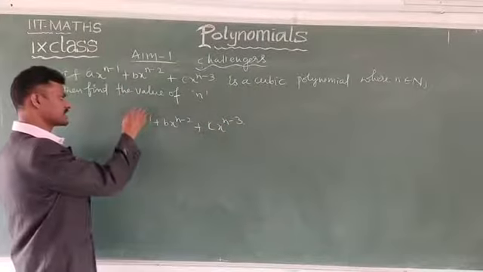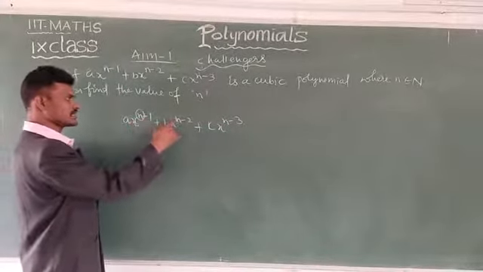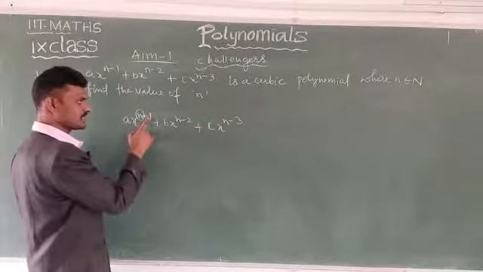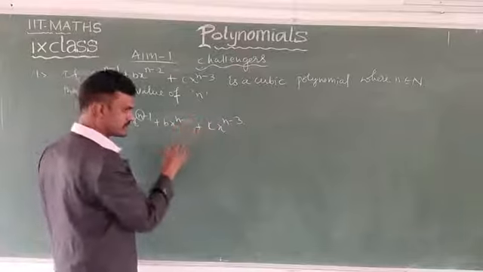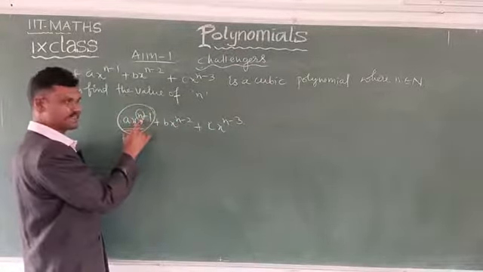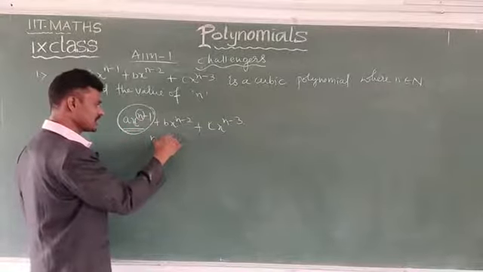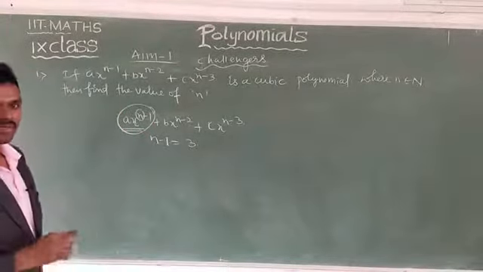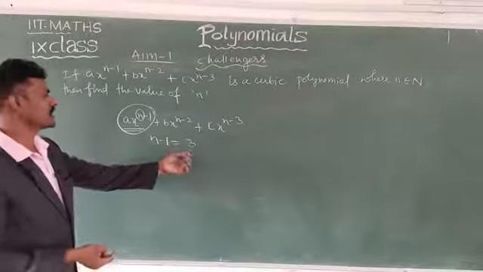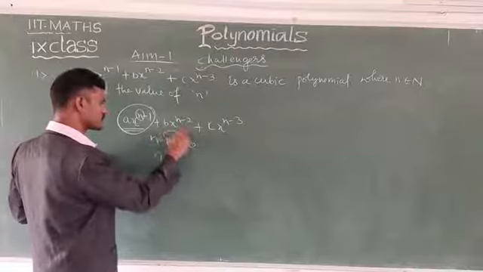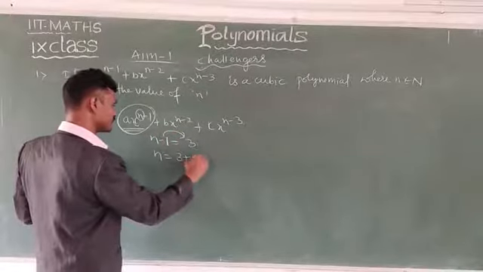See here, the x power decreases, the n value decreases. Here 1 decrease, here 2 decrease, here 3 decreases. Then this is the highest degree, n minus 1 is the highest degree. That highest degree is equal to 3. Cubic polynomial means its degree is 3. Then n minus 1 is equal to 3, then n is equal to 3 plus 1, which is equal to 4.